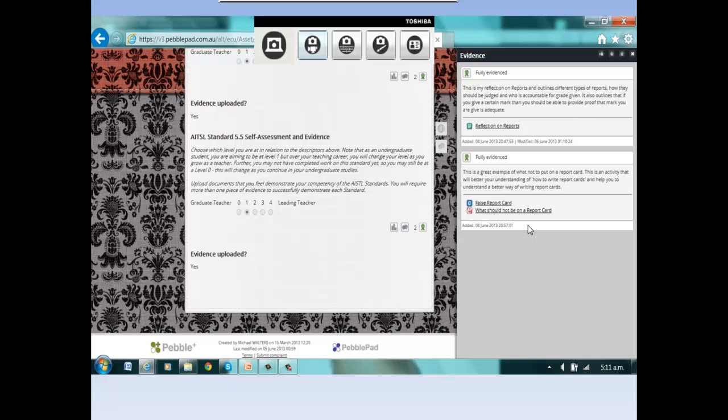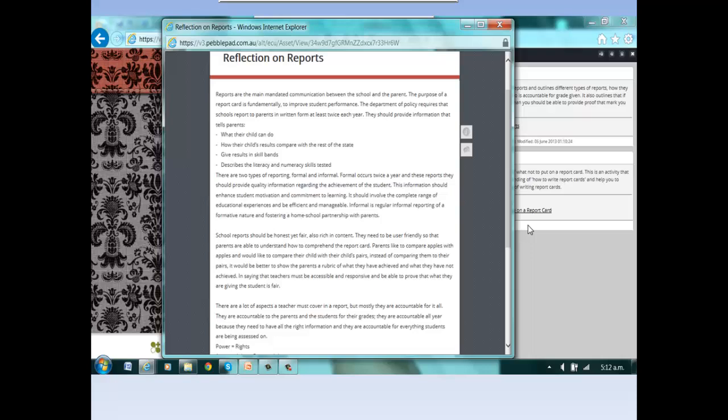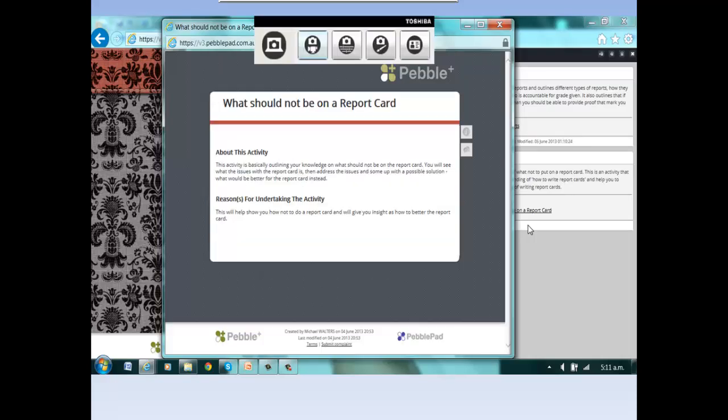And lastly, 5.5. This is my reflection on the final lecture, which was reports. It outlines different types of reports, how they should be judged, and who is accountable for what. It also shows that whatever mark you give a student, you must have the means and proof to support your decision. So accountability is quite high.